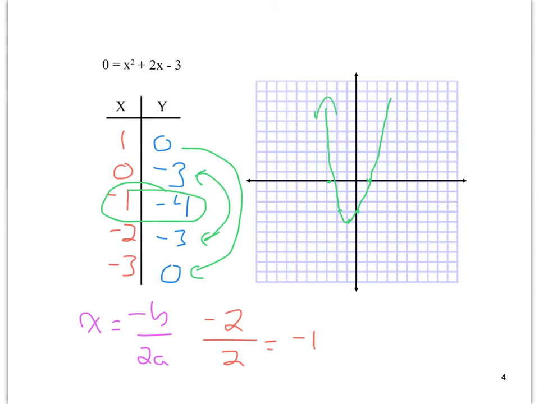Okay, my axis of symmetry, of course, is at negative 1. That's a line going down right here. Okay, and my most important now, my solutions are here at negative 3, and at 1. So my final answers are x equals negative 3 and 1.